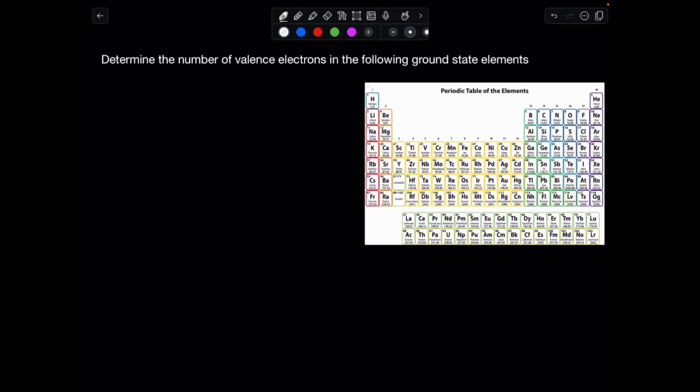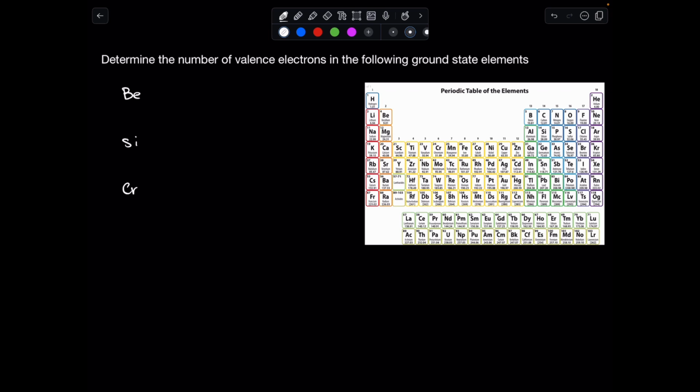In this video, we're going to determine the number of valence electrons in the following ground state elements. So let's do the following examples. Let's do beryllium, Be, let's do silicon, Si, and let's do chromium, Cr. So what we're going to use is our periodic table.